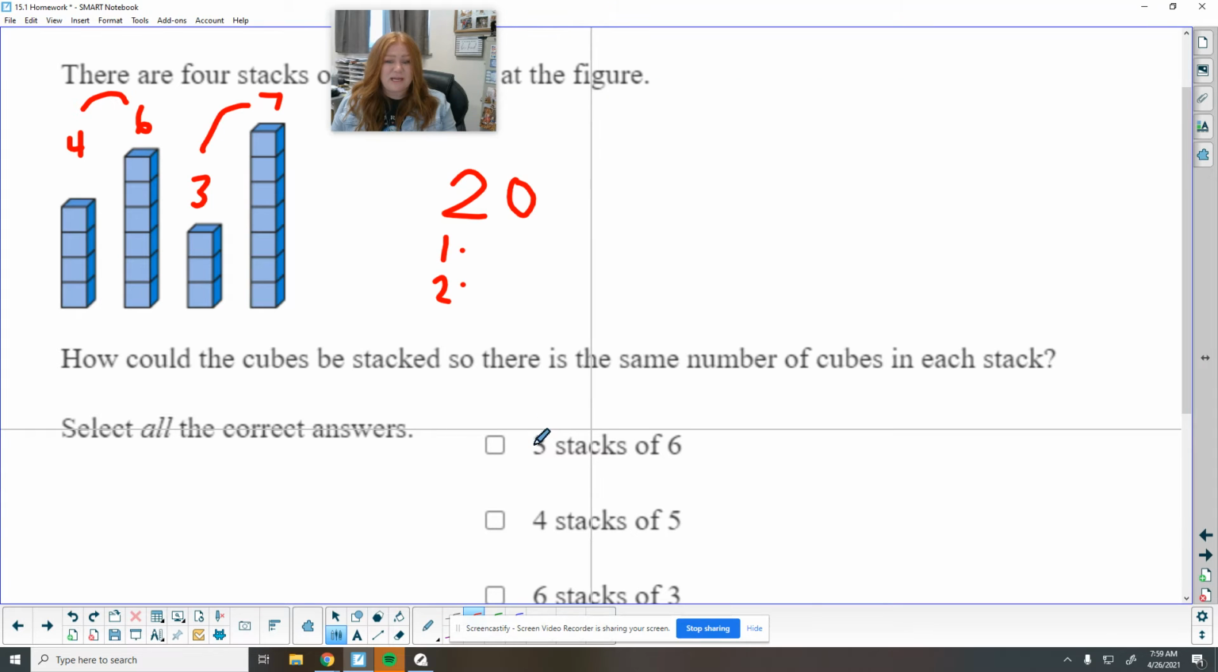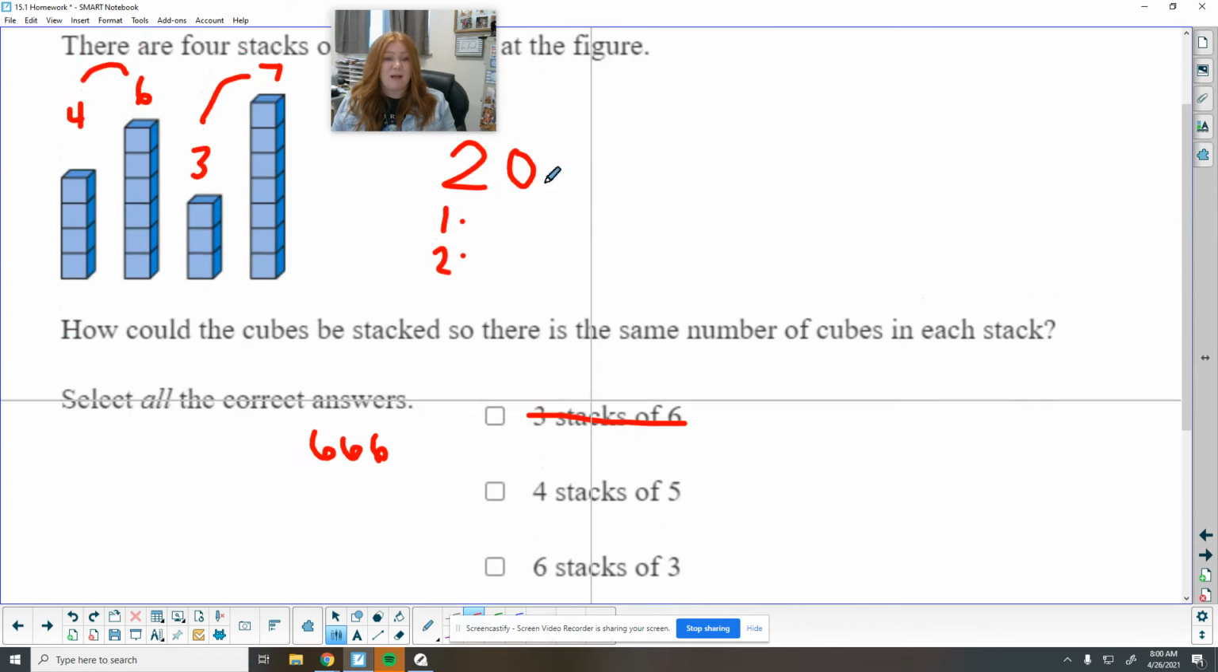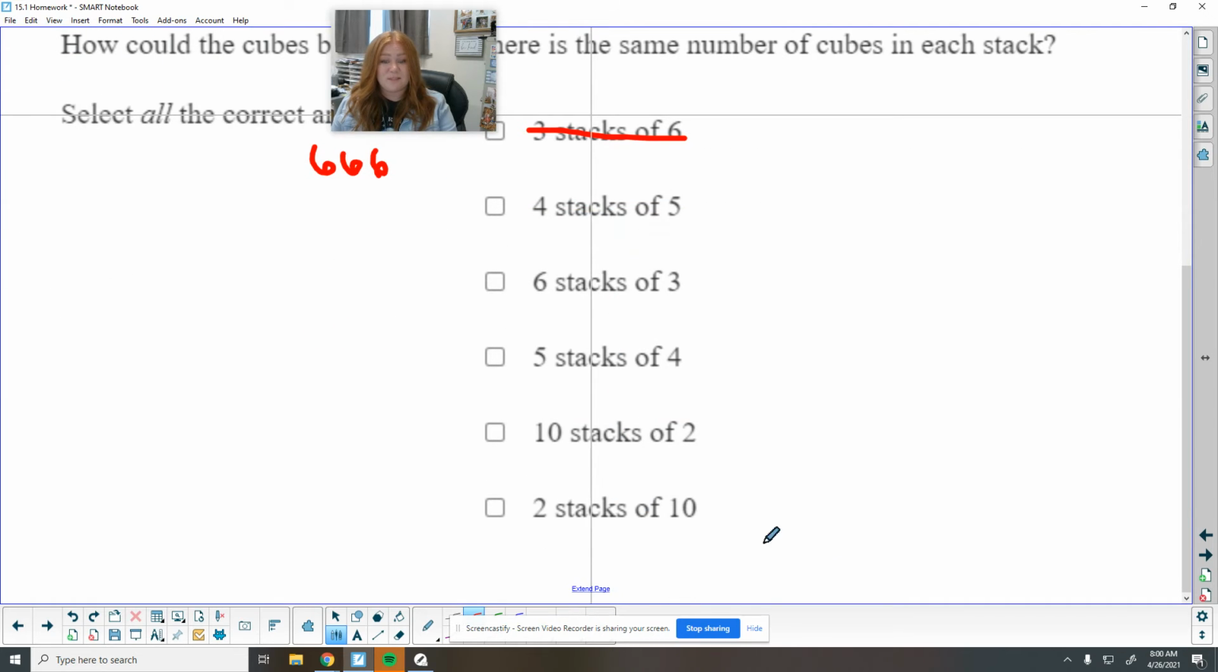So I can see 3. If I have 3 stacks of 6, so here's 6, 6, 6, that's only 18. That is not going to complete this particular problem. So yes, the stacks are equal, but they didn't use all of the blocks. We've got to use all the blocks and keep your stacks equal. So go through and just see which of these multiply, which of these are factors of 20. So 6 and 3 make 18. That's not how many cubes we have. So go through and see which of those make 20.